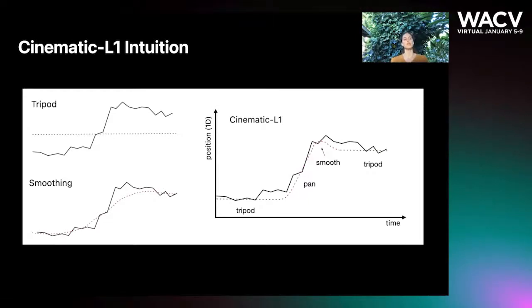Here's some intuition for L1 stabilization. Tripod stabilization tries to remove all camera motion, but that can fail by cropping down to nothing or introducing distortion when there is too much motion. An alternative is to smooth out the high-frequency shake with a Gaussian kernel, for example, but then you don't get crisp motions like perfect tripod. L1 tries to achieve tripod stabilization and constant velocity pans where possible, linked by smooth accelerations.